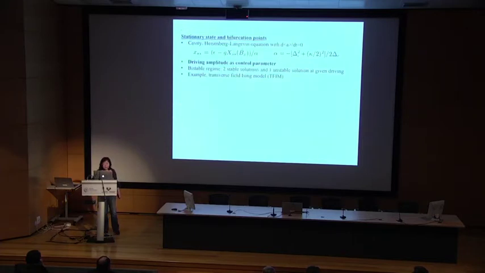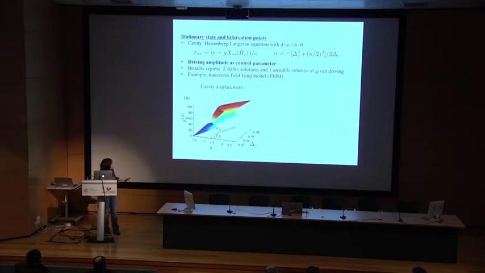So now let's first look at the stationary state solution of the system. With the master equation, with the equations we showed, I can derive the stationary state cavity displacement, also the stationary state operator average. This is the cavity displacement as a function of the driving amplitude epsilon and the detuning delta. There is a bistable region with bifurcation points in the system.